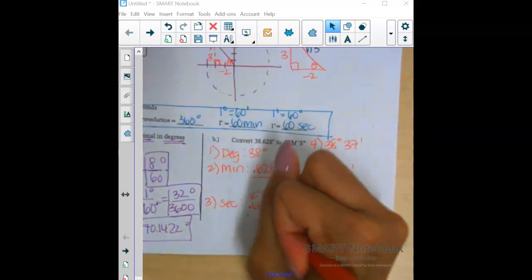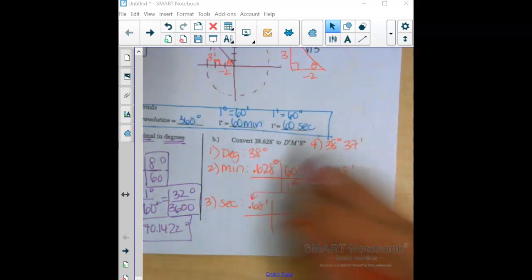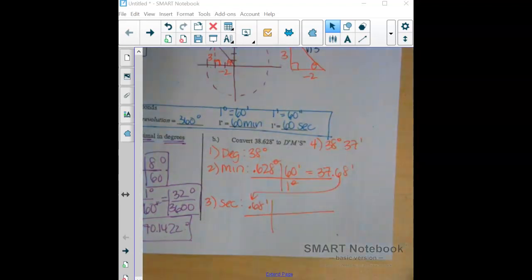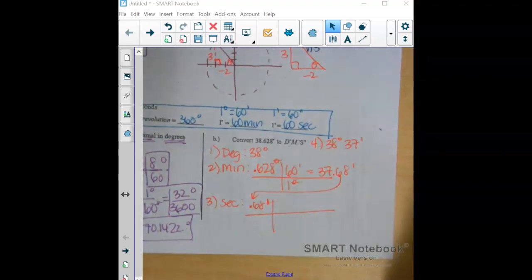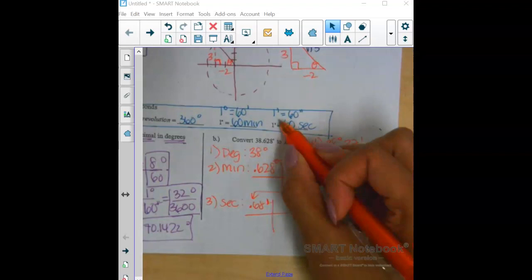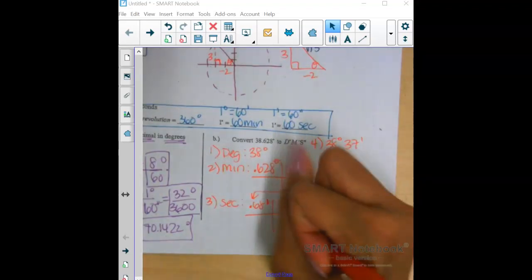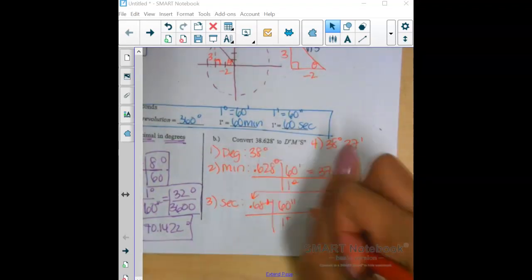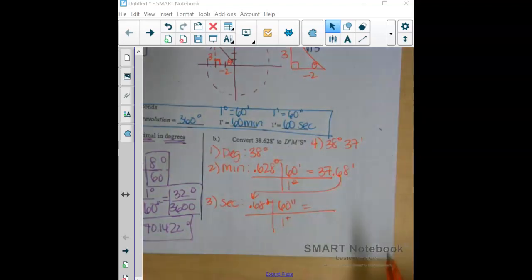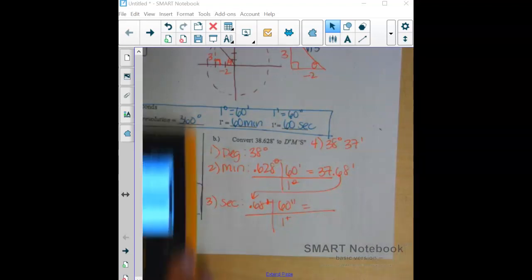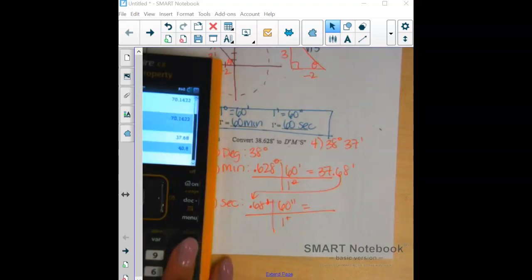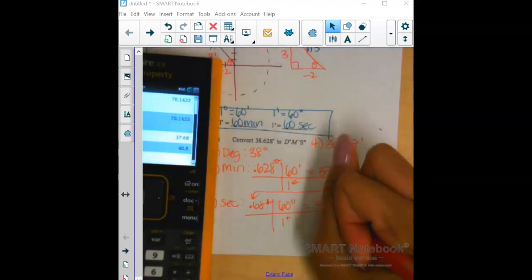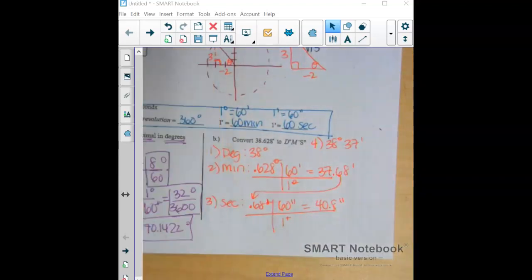So 0.68 minutes. We're going to convert that into seconds. And this is in degrees. Oh, no, sorry, that's in minutes. Okay, so we're in minutes. Let's get to seconds. I'm going to use the conversion at the top. 1 minute is equal to 60 seconds. I can multiply. So far, so good? All right, so 0.68 times 60 is going to give me 40.8. So 40.8, and this is now in seconds.